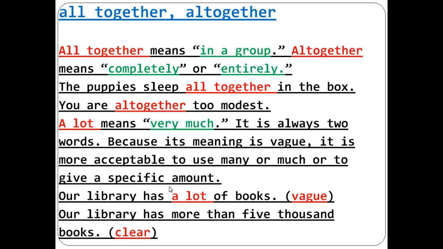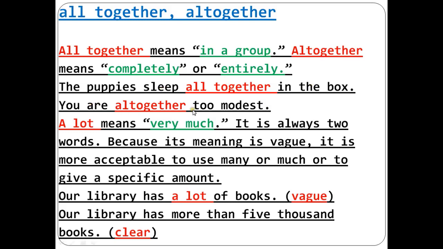Now all together and altogether. All together means in a group. And altogether, same as in the previous pattern, means completely or entirely. Look at the example: The puppies sleep all together in the box.